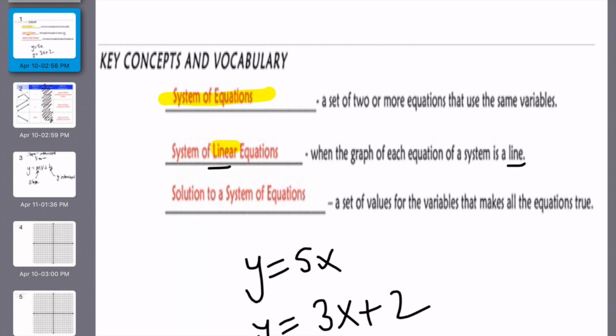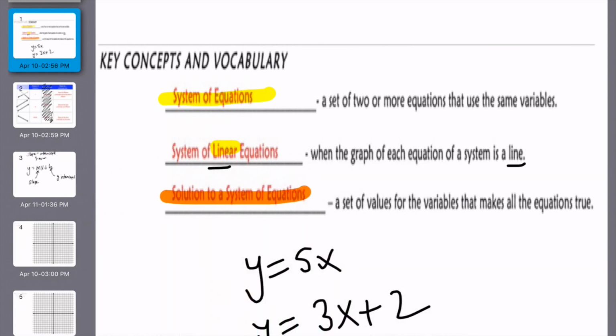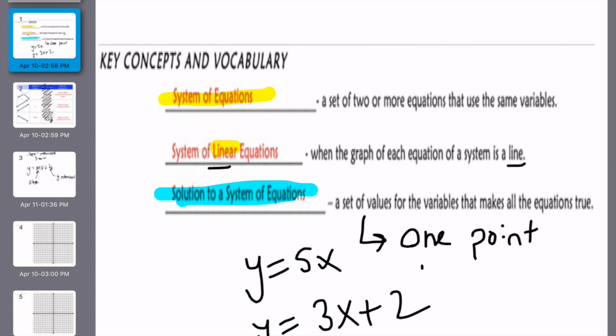And then the most important thing to remember out of this set of definitions is the solution to a system of linear equations. You cannot really see that well, so let's change that color. Let's do a light blue. So a solution to a system of linear equations is a set of values for the variables that make all of the equations true. For many situations in a system of equations, it's just commonly going to be one point. One point of intersection is going to be the solution.